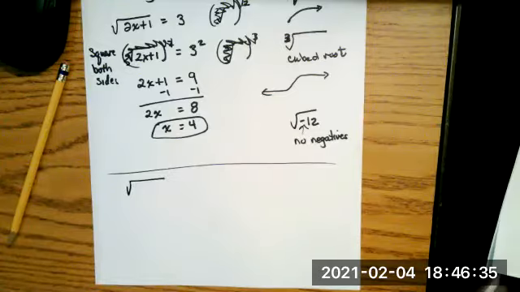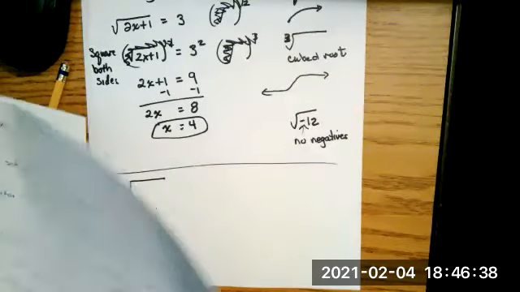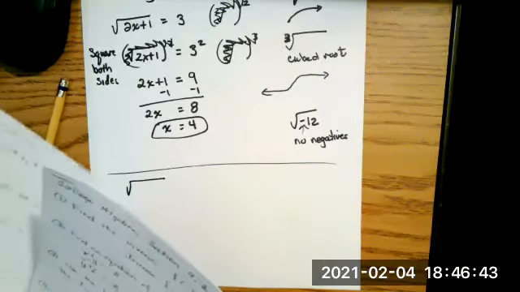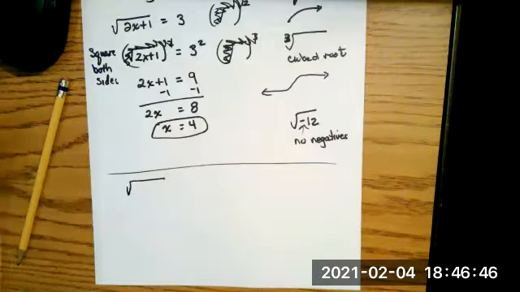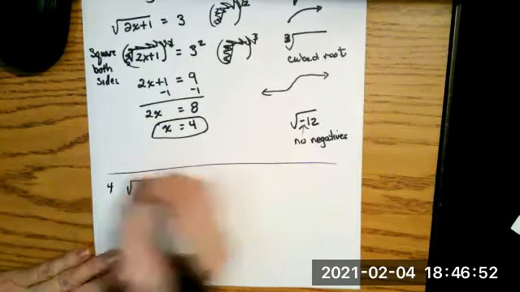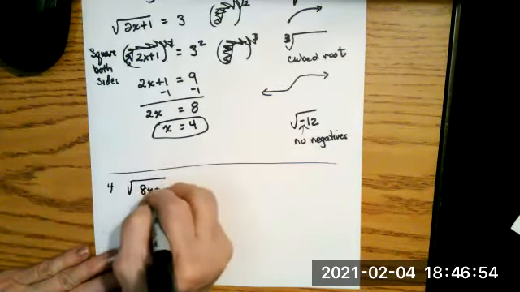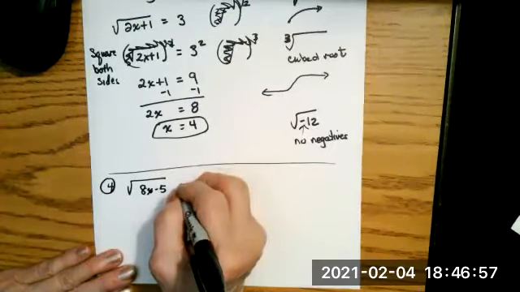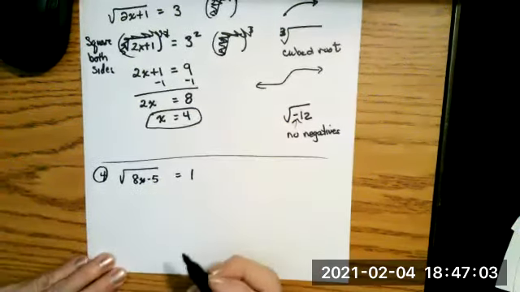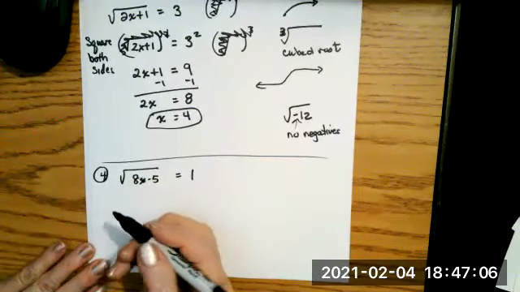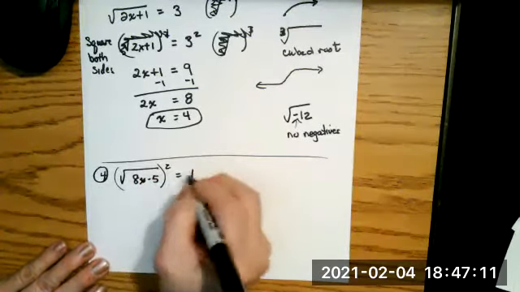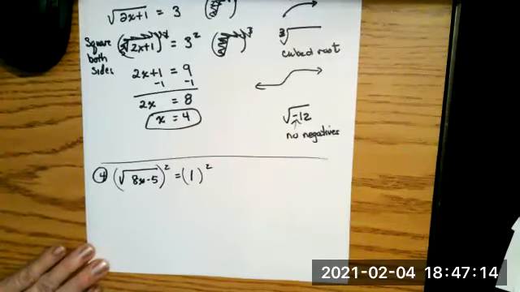Let's do the square root of, let's see if I've got one off of our work that we can just do, one that you're going to have to do anyway. Yep, here's one. This is going to be like your number 4 that you're going to have on your homework. This is the square root of 8x minus 5 equals 1. It's a square root because there's an understood little 2 up there. I'm going to square both sides to solve it.